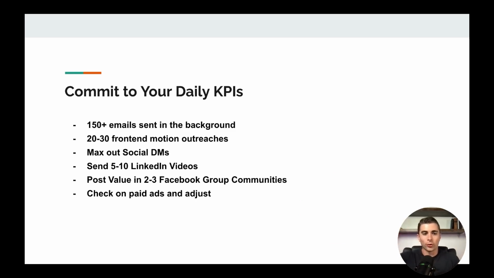All right, now the last thing that I want to talk about is committing to your daily KPIs, because again, I want to repeat what I said at the beginning. If you are just sending 5, 10 emails a day, you're probably not going to get anywhere. So I just wanted to show you an example of what my daily KPIs look like, just so you can get a sense of the type of volume that I was doing to land anywhere from 2 to 3 meetings a week pretty consistently. My background motion, which is the automated emails, I would always be trying to feed with enough leads to send around 150 emails a day.